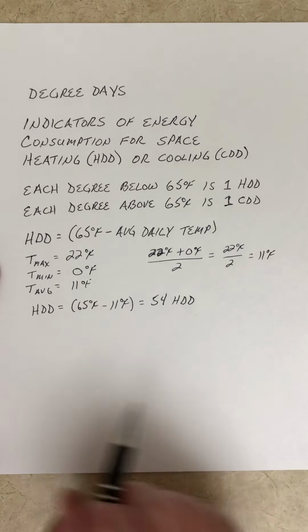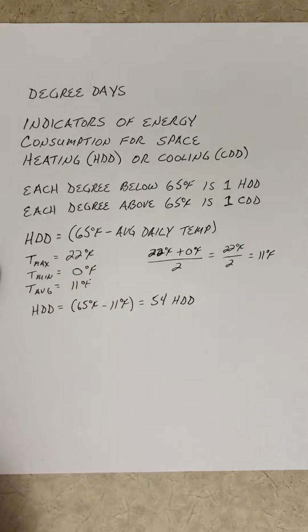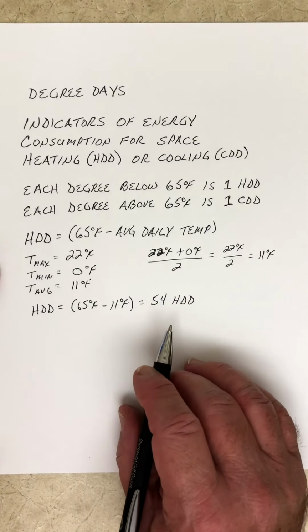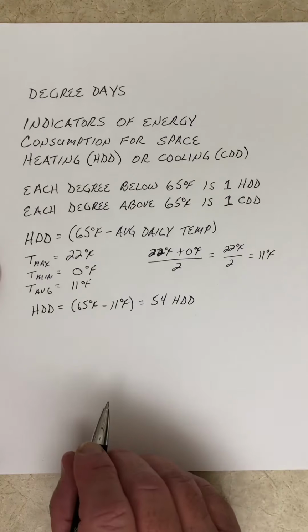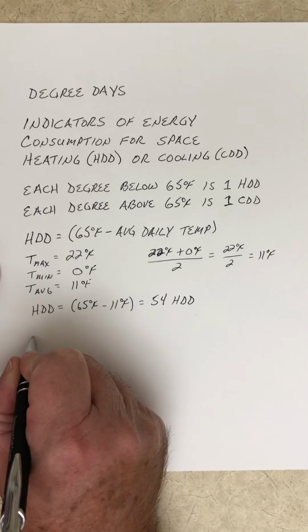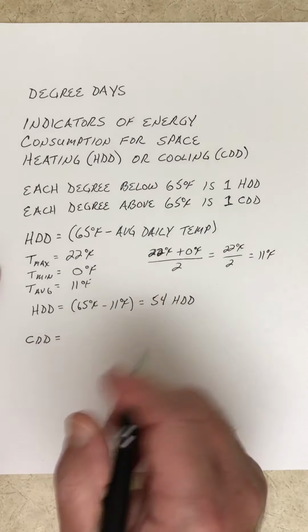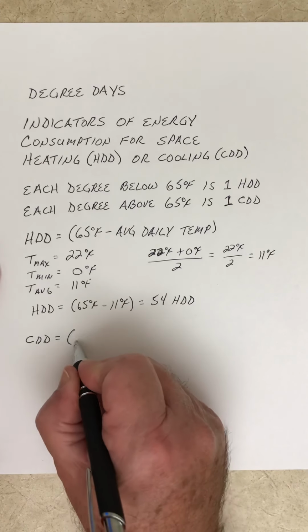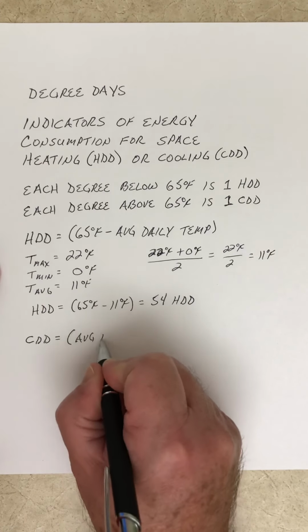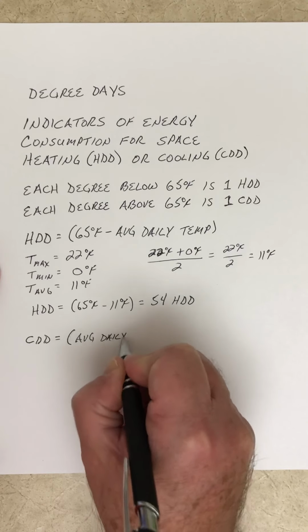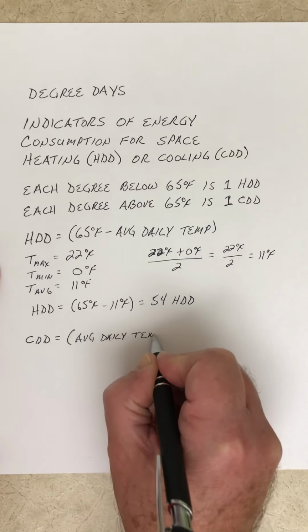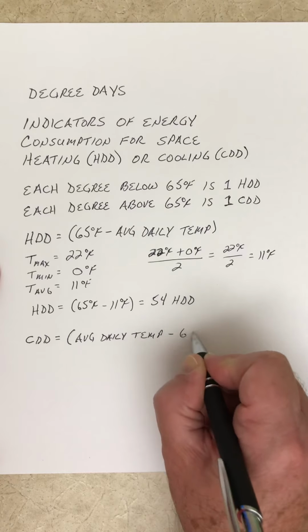Now, cooling degree days would be a summertime thing here in Green Bay. The cooling degree day equation is very similar. We're just going to flip-flop them. So it's going to be the average daily temperature minus 65 degrees Fahrenheit.